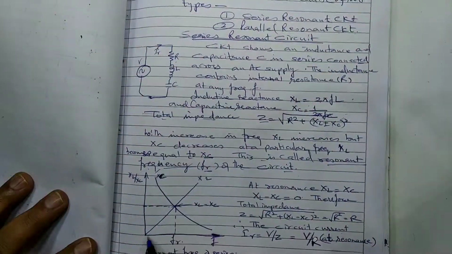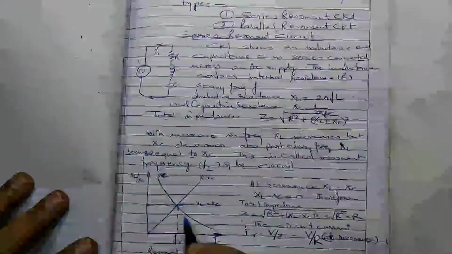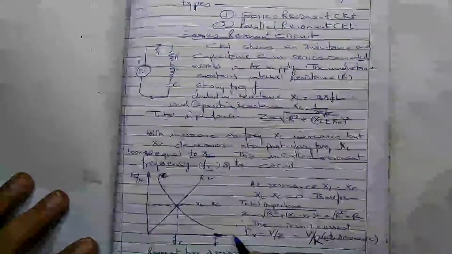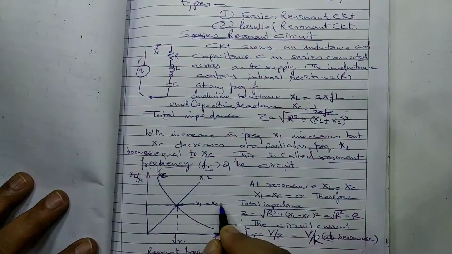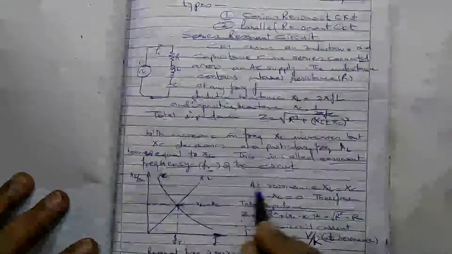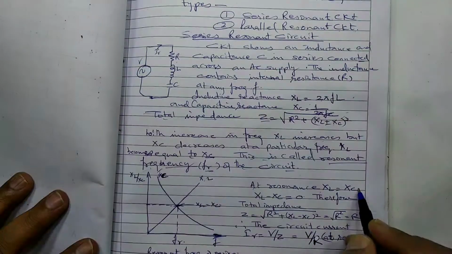Here you can see this is XL, this is XC. XL is increasing, XC is decreasing. At this point, XL is equal to XC. So this is called resonant frequency. At resonance, XL is equal to XC, so XL minus XC is equal to 0.